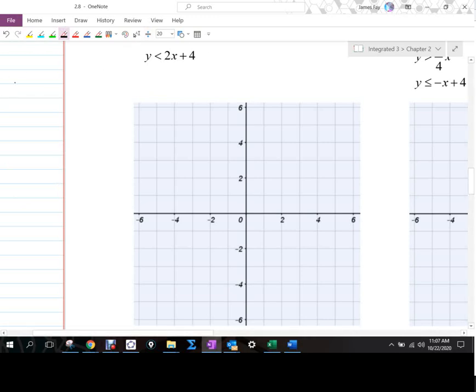All right, so remember, there's two types of lines that we're going to make. We're going to make a dotted line or a solid line, okay? You guys remember if it's dotted or solid, what is the inequality for dotted? Okay. And then solid would be less than or equal to or greater than or equal to, right?